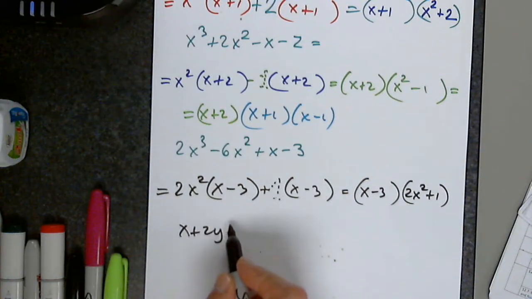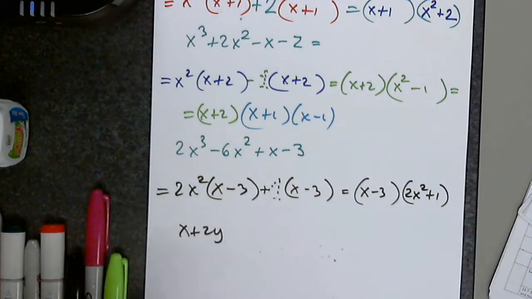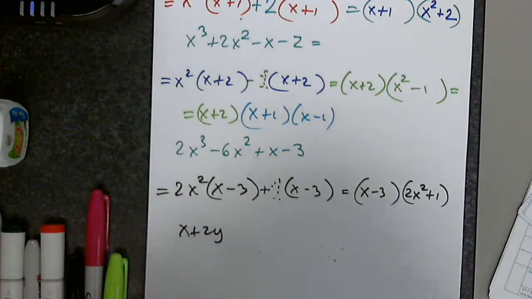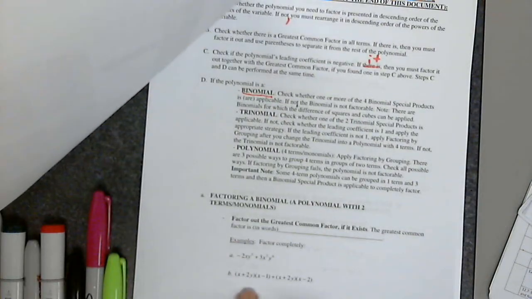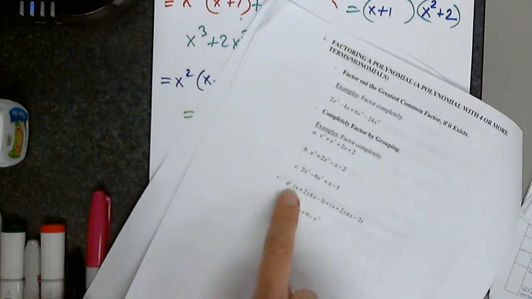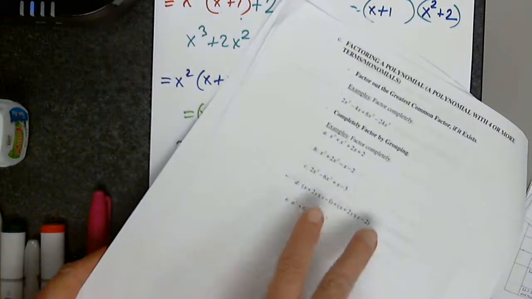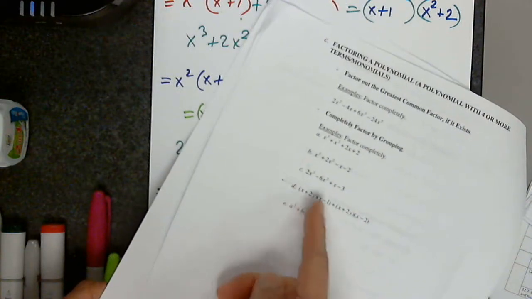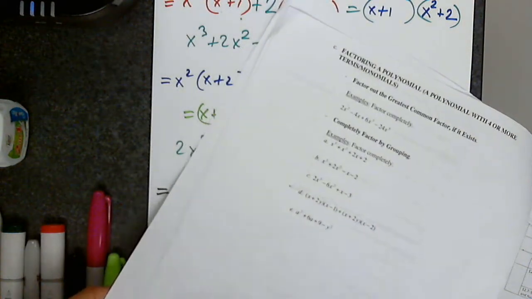X plus 2y. We don't have to do this one. If you remember, we just did it before on the front page. This problem is the same as that problem because it belongs to both. Binomial, if you expand this, you're going to have 4 terms. So we don't have to do this again.